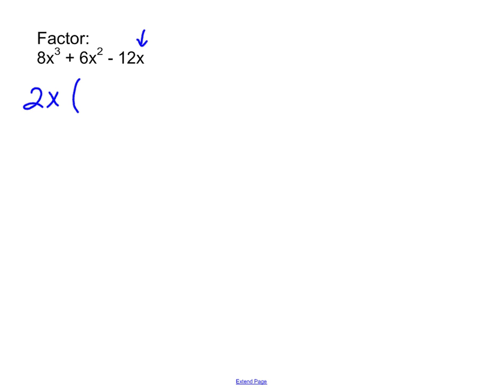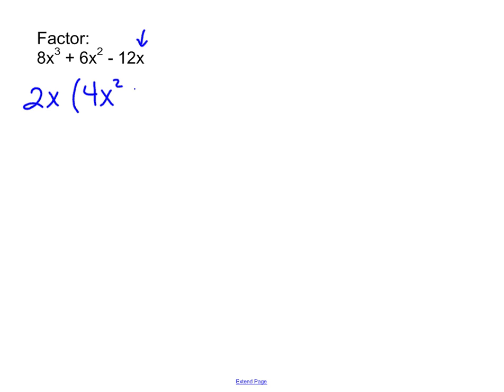So now I put parentheses, and we're going to take this 2x out of each of these. So that leaves me with 4x squared. So I took the 2 out of the 8 to get 4, and I took an x away to get x squared. So now we're going to go to the second term.